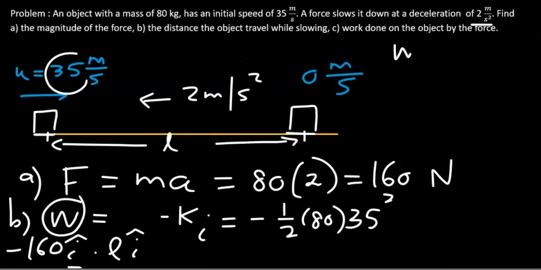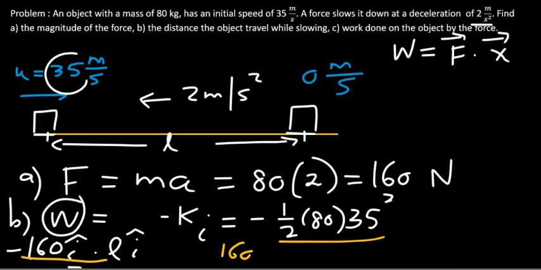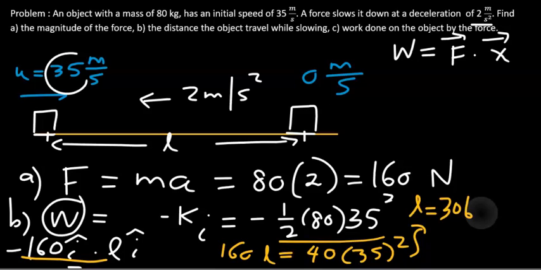Keep in mind, work done by a constant force is a dot product of that force and the displacement that is being carried out. So finally, equating the left and the right, we get 160L equals 40 times 35 squared. And we can determine what L is. And if you do that, you get 306 meters. So that is the distance the object travels before coming to a complete stop.